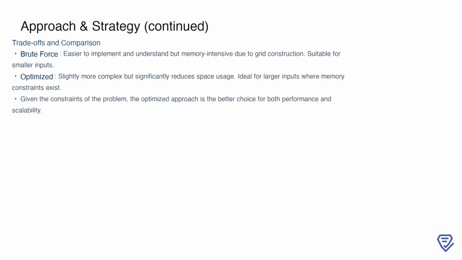Given the constraints of the problem, the optimized approach stands out as the better choice for both performance and scalability. Ultimately, the key insight that enabled this decision was recognizing that the slanted grid structure could be represented implicitly through calculations, allowing us to save memory without compromising on time complexity. This balance of efficiency and practicality makes the optimized approach the ideal solution for this problem.